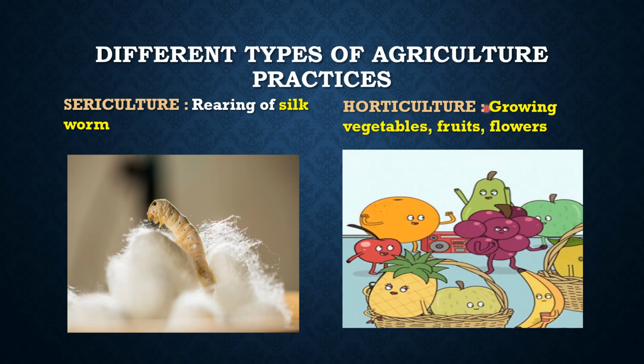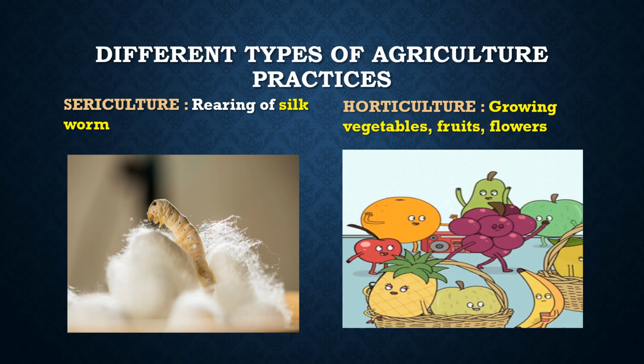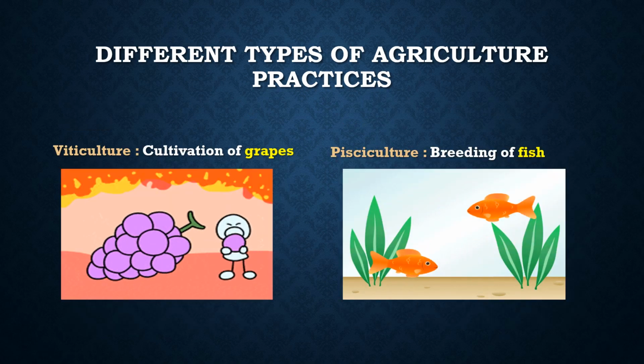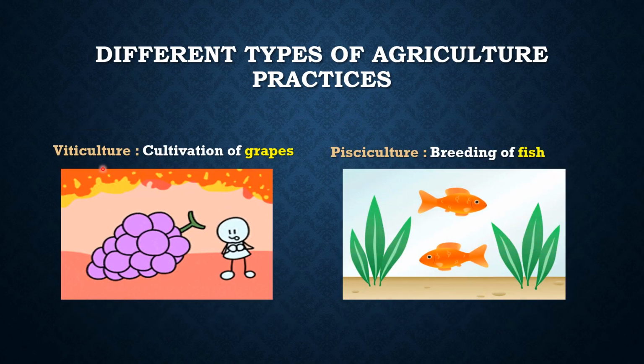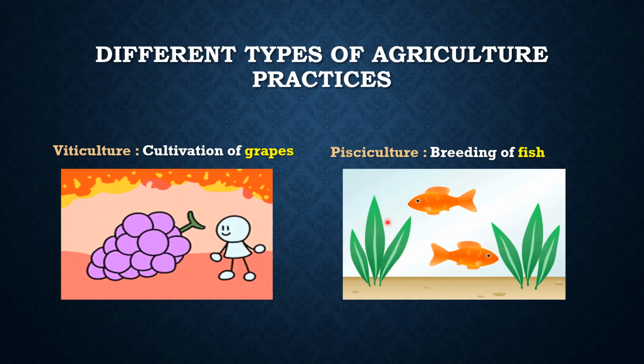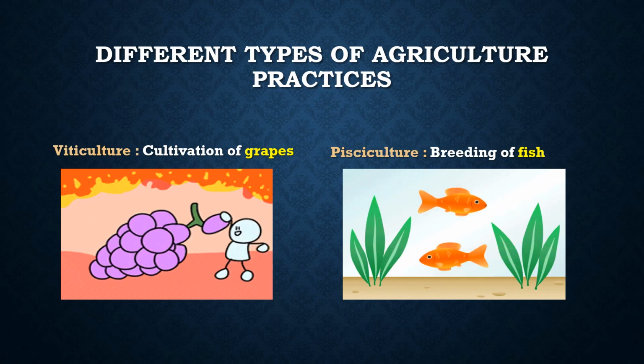Now horticulture is growing vegetables, fruits and flowers for our daily consumption, for human consumption. Similarly, we have viticulture. Viticulture is cultivation of grapes and pisciculture is breeding of fish for our general use.